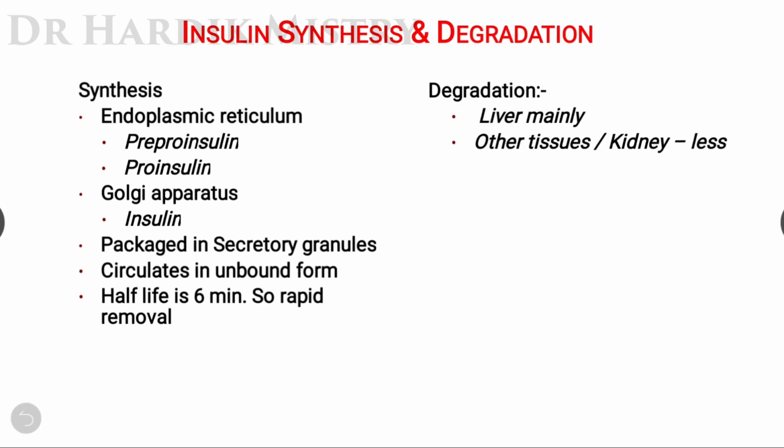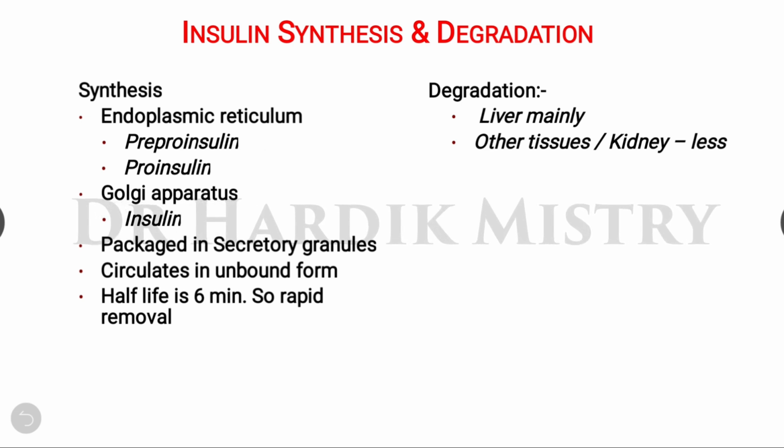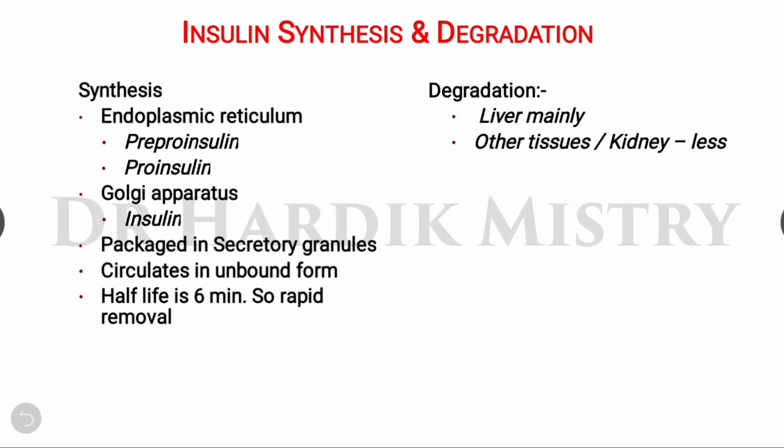So how does insulin synthesis take place? As you know, insulin is a polypeptide hormone, so the same mechanism of protein synthesis works here. Insulin synthesis takes place inside the rough endoplasmic reticulum as pre-proinsulin. Later it is converted to proinsulin, and in the Golgi apparatus it is packaged in the form of insulin. These are packaged in granule-like structures or pouches of insulin.